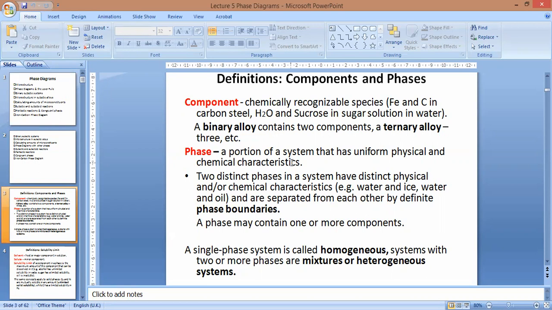While a system with 2 or more phases is a mixture or heterogeneous system. So systems that have 2 or more phases, these are called mixtures or heterogeneous systems. And I hope you remember what a mixture is. So that is basically known as a heterogeneous system.